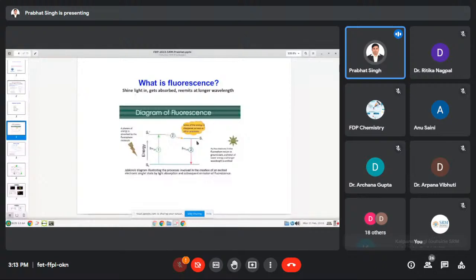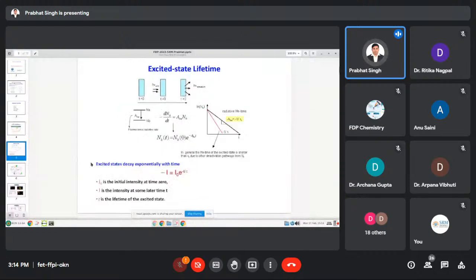In the process it emits some energy, and this difference in energy is nothing but the difference between the absorption and emission photon. The Jablonski diagram has told this, so I will not get into more detail, but whatever I'm going to talk about is mostly associated with fluorescence spectroscopy, for the reason that it is a very sensitive form of spectroscopy. Then coming to lifetime, as I said, you excite the molecule, so how long does the molecule stay in the excited state?